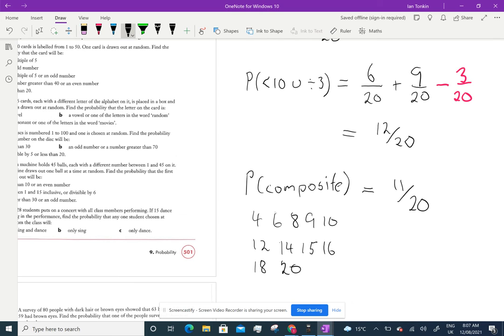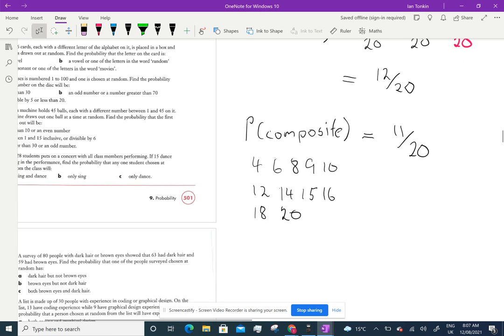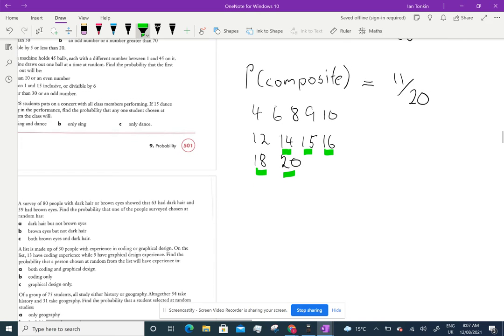And the last question, composite or greater than 12? Well, greater than 12, that one is, that one is, that one is, that one is, that one is. We can't count them twice. And how many numbers are greater than 12?